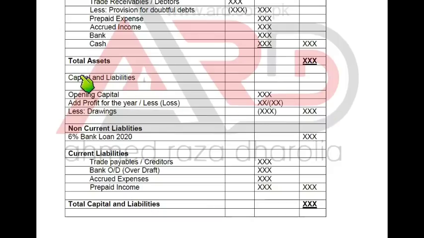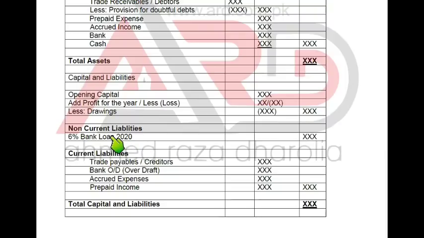Then after capital, the final figure is liabilities. If we write non-current assets first, we'll be writing non-current liabilities first. Non-current liabilities are obviously the loans that we are obliged to pay more than 1 year after the balance sheet date. We are recording this lecture in 2018 and the loan is repayable in 2020. This means the loan is a non-current liability.